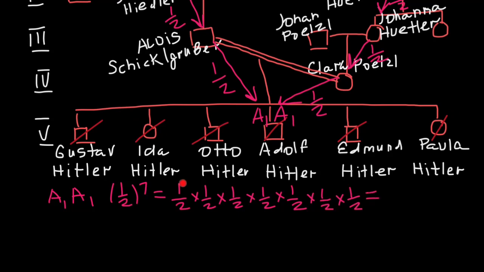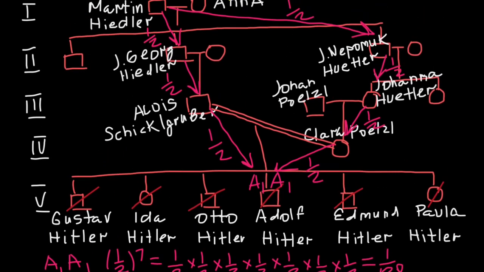Times 1/2 and times 1/2. So 1/4, 1/8, 1/16, 1/32, 1/64, 1/128. So this is going to be the probability to inherit this genotype.